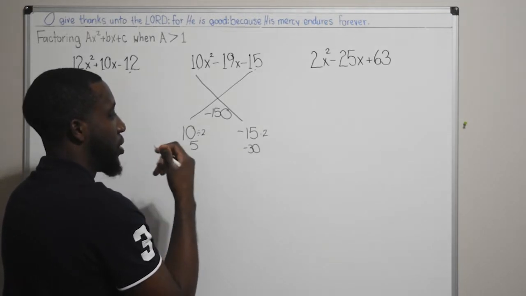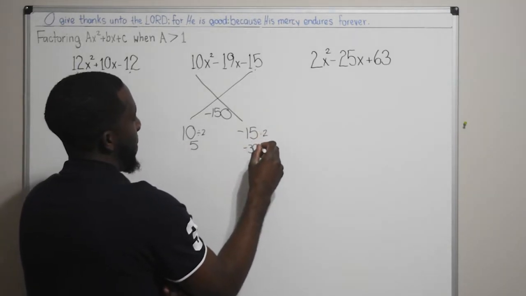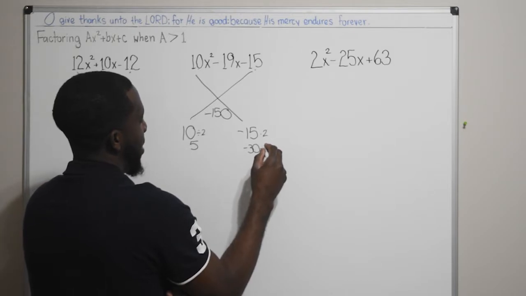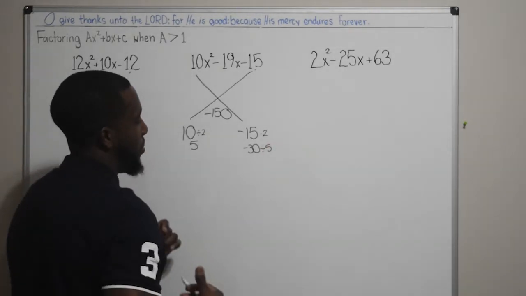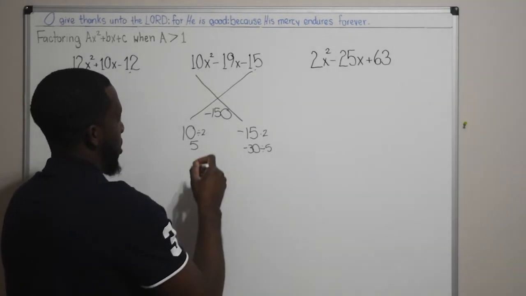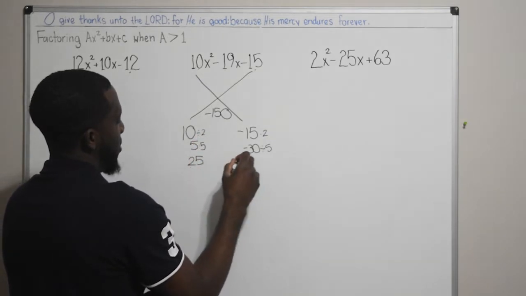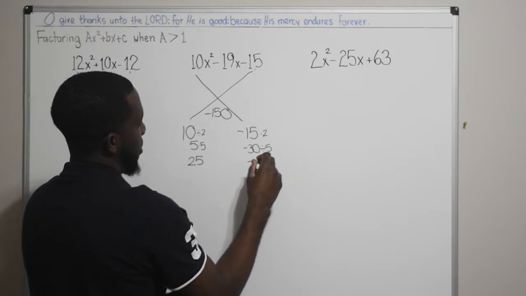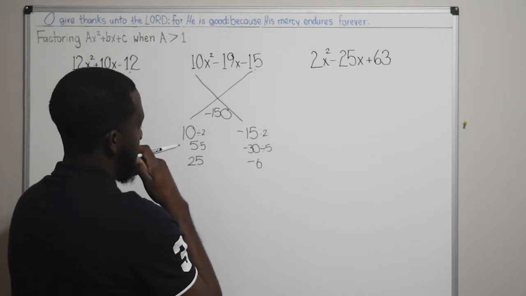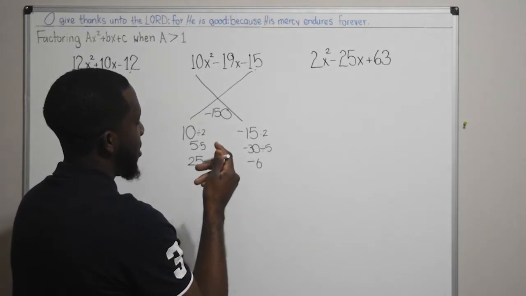So I'm going to play some more. So let's see, I'm going to divide 30 by 5. And I'm just seeing what I can do. I'm just playing with it. And then I'm going to transfer it over here. So now I'm going to get 25 and negative 6. Okay, so the sum of 25 and negative 6 is actually 19.